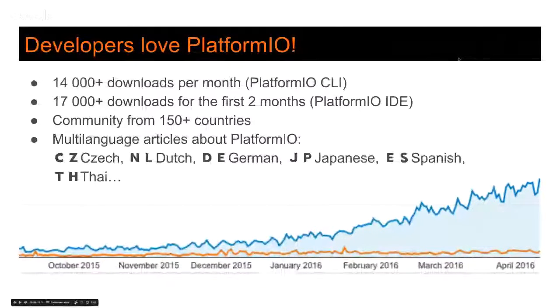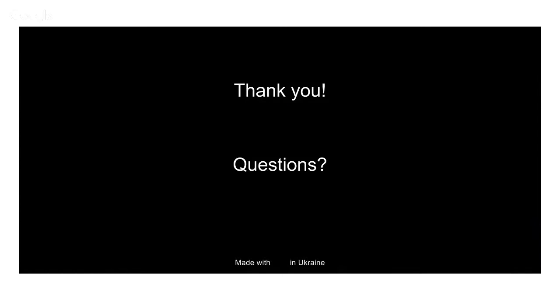And the final slide is about the PlatformIO ecosystem. It's more than 40,000 downloads per month. And here is the graph statistic with our users. We see that our community grows extremely fast. Thank you. I'm glad to answer the questions if you have any.